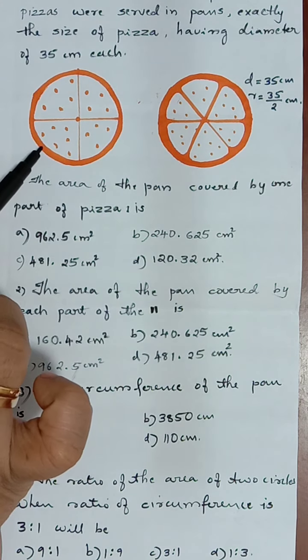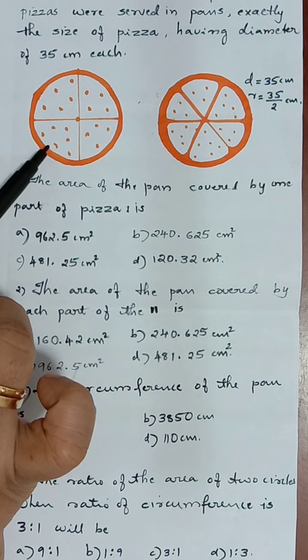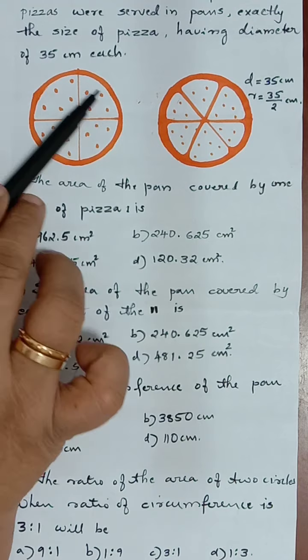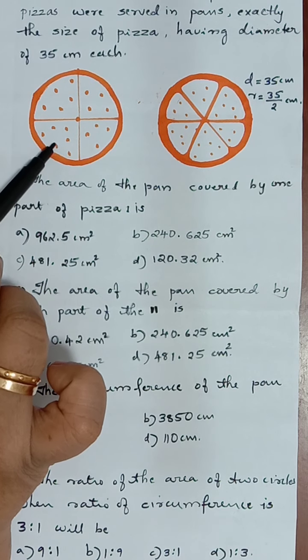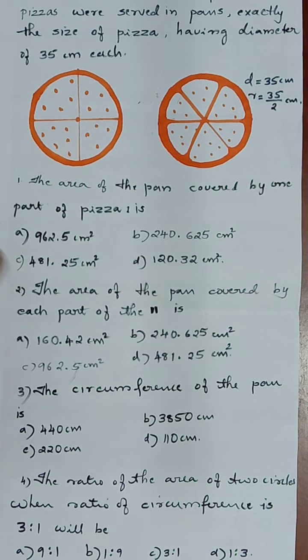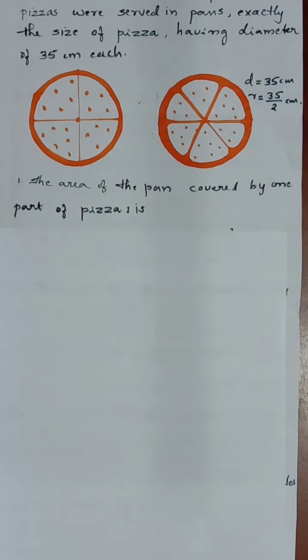The circle's area we can find out by using pi r square. So one part of the circle, that is 1/4 of the circle, is 1/4 into pi r square that we have to calculate. So what do we get? 1/4 of pi r square. So let us calculate question number 1.